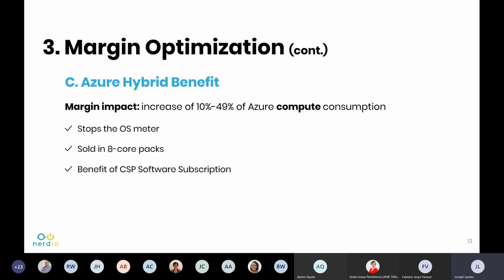So most MSPs do not have software assurance on their clients. Their clients don't own software assurance. So what you would do is you'd go to your cloud distributor and you'd purchase something called a CSP software subscription that is sold in packs of 8. And you can then have the entitlement to bring those cores to the cloud. And again, you could save a significant amount of money on your Azure costs.